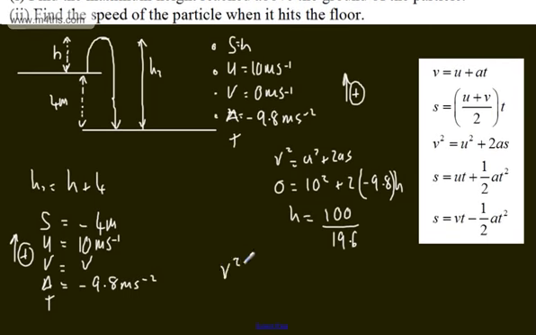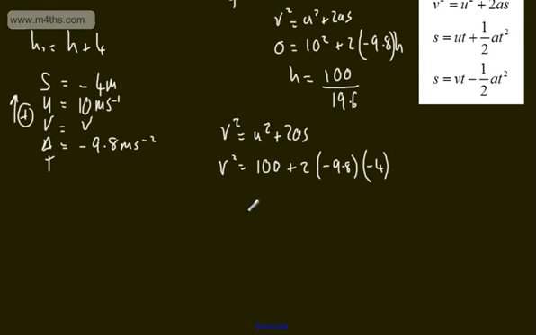So v squared is equal to u squared plus 2as. So we've got v squared is equal to u squared. So u squared is going to be 100 plus 2as. So a is minus 9.8, and then we've got s, which is going to be now minus 4. So if I now do the velocity, that's going to be the square root now of 100, and we're going to have now whatever this is plus 2 lots now of minus 9.8 multiplied by minus 4. So what we've got then is the following.